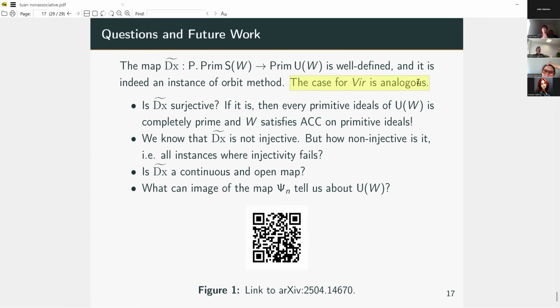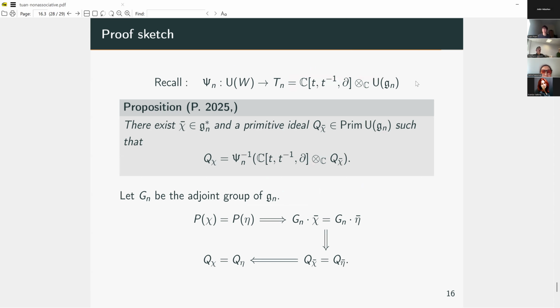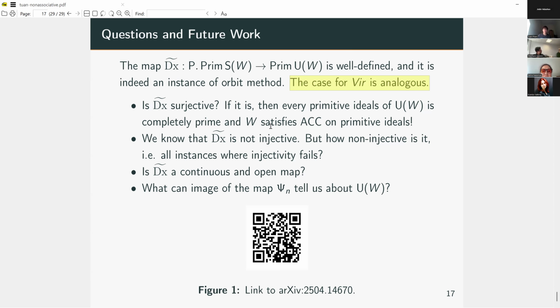So now a natural question, like Zara just asked, is whether the dx twiddle is surjective. And if it is, then this is a very strong statement. So what it says is then every primitive ideal of U of W is completely prime, because the ideal we constructed, the Q chi here, is a completely prime ideal. So every primitive ideal of U of G is completely prime. And moreover, W satisfies the ascending chain condition on primitive ideals.